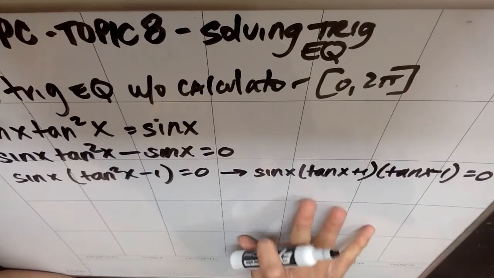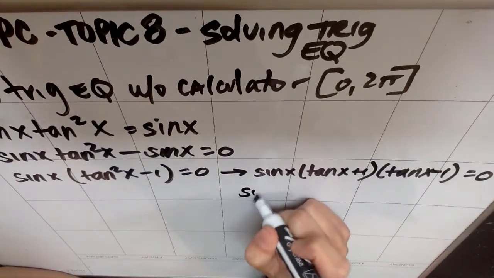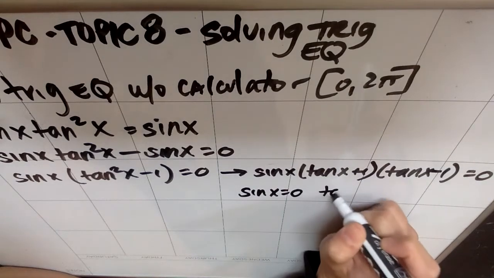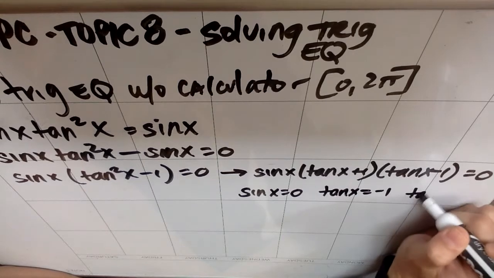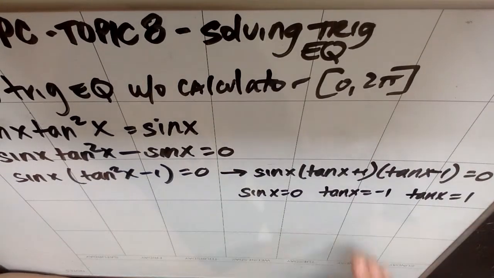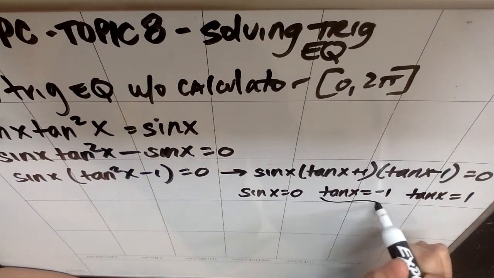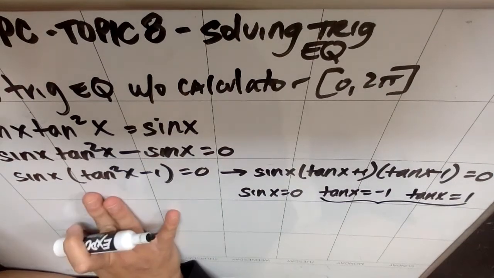So if you did this, right, you would get that either sine x is 0, or tangent x plus 1 is 0, so that's the same as saying tangent x is negative 1, or tangent x minus 1 is 0, so that's the same thing as saying tangent is 1. These two are going to be the same answer you get if you just solve this.